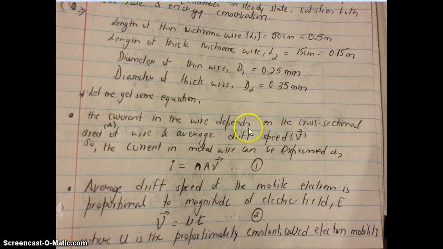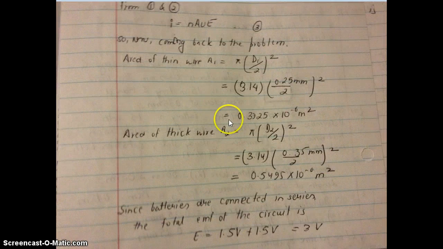We know that the current in a wire depends on cross-sectional area and average drift speed. So current in the metal wire can be expressed as I equals nAv, and we know that the average drift speed of the mobile electron is proportional to the magnitude of the electric field. So v equals uE, where u is the proportionality constant called electron mobility. Now from 1 and 2, substituting, I equals nAuE.